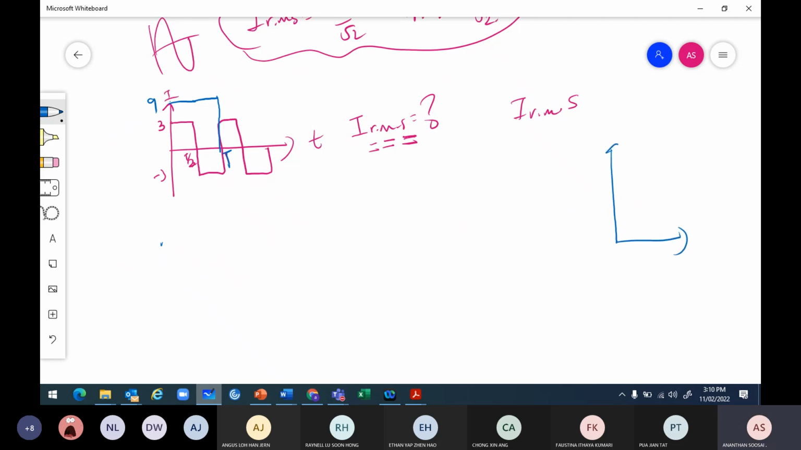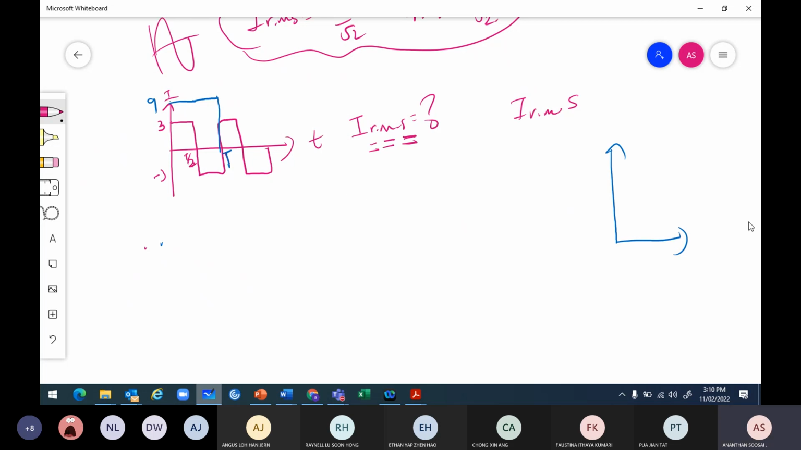So the first step is you square it. When you square it, the graph already tends to become like this blue color. Okay, square the graph. So now you need to find the mean of the graph, the mean value. How to find the mean? You see here, the mean of the graph is actually this formula.